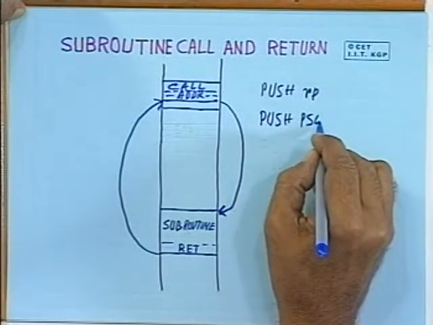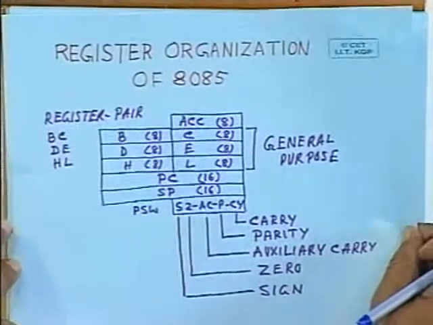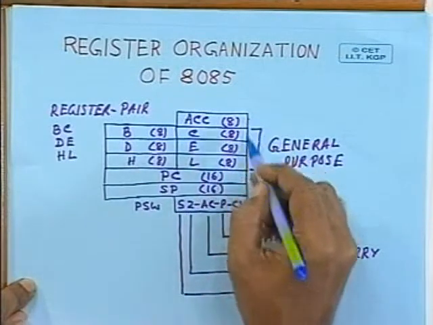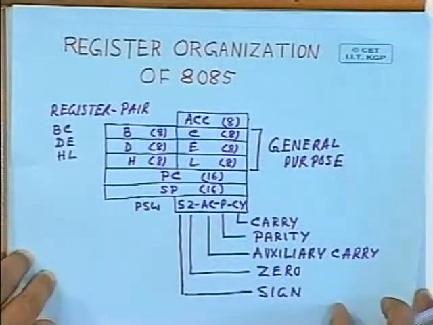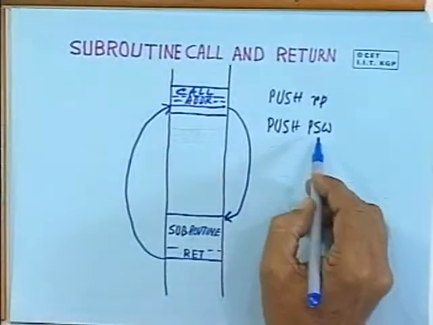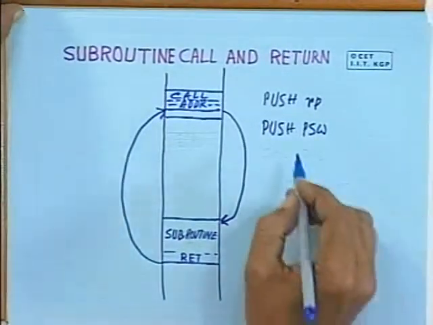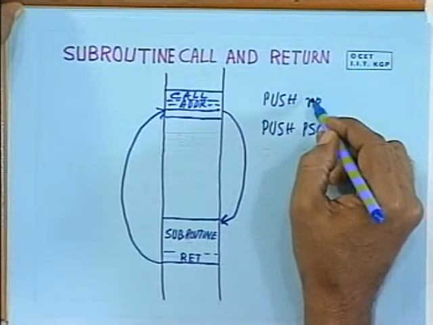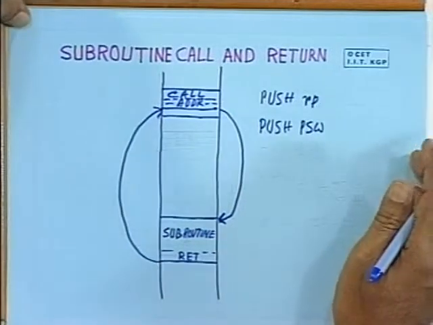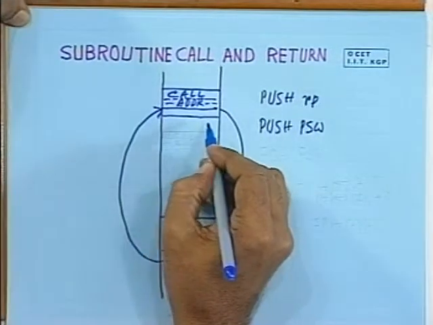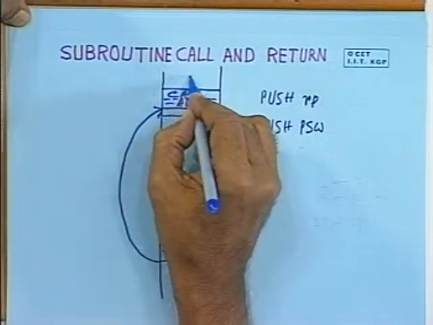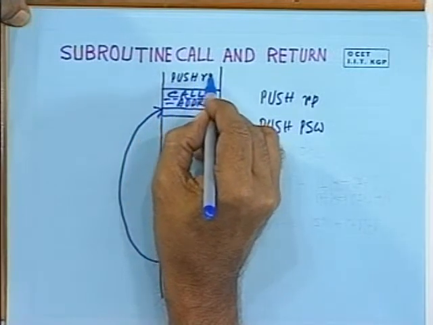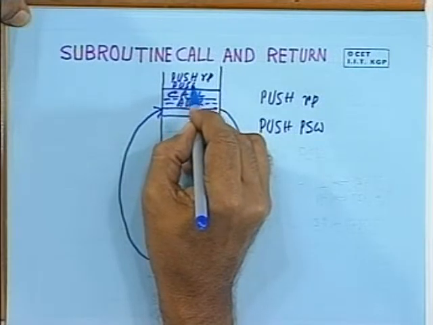PSW, program status word. Program status word comprises the accumulator and the flag register. That means these two registers are stored whenever the push PSW instruction is executed. That means if any registers are holding some useful result, then before calling the subroutine, somewhere here, you should perform those push operations, push register pair or push PSW.